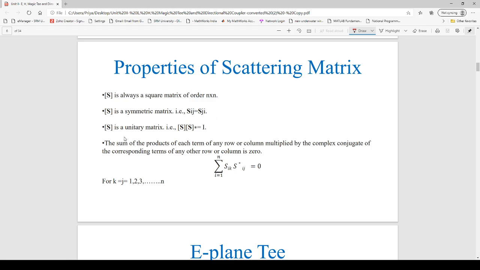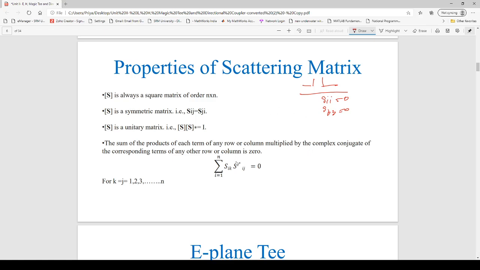And the next property, your scattering matrix is a unitary matrix. So if you multiply your scattering matrix with its complex conjugate, you will get a unit matrix. And the next property, suppose your third port in your H plane or E plane, this is your H plane or E plane. So your third port, which is attached to the main collinear arm, will be perfectly matched to the junction. So in that case, your Sii will be equal to 0. It means this is the third port. The third port is attached to the junction, right? So we'll have S33 equal to 0.